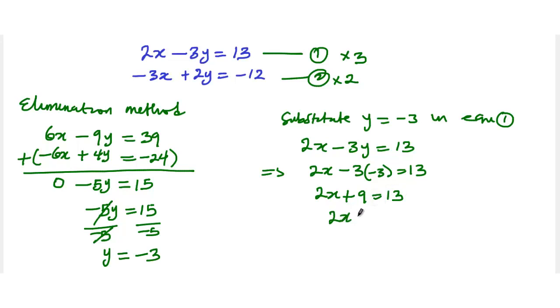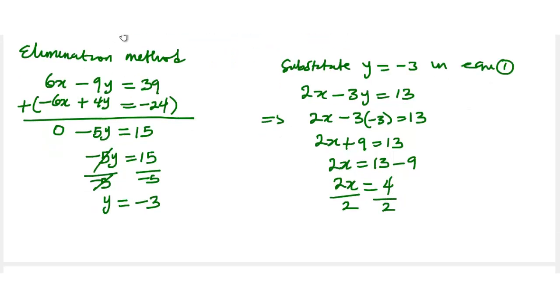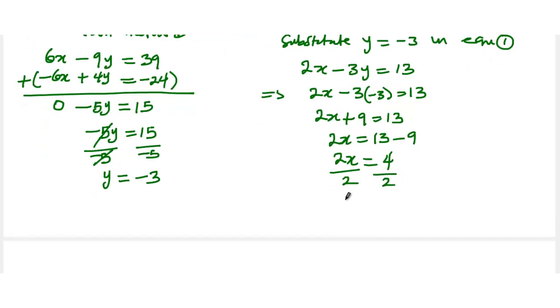So 2x will now be 13. This 9 coming here will become minus 9. So 2x will now be 13 minus 9, and that will give us 4. Divide both sides by the coefficient of x, which is 2. So at the end of it, x is equal to 4 divided by 2, that will give us 2. Therefore, x is equal to 2, y is equal to minus 3.